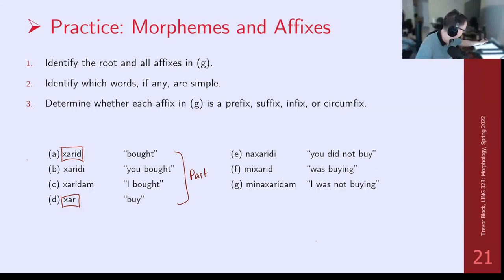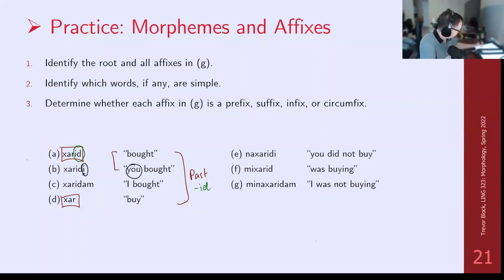So that's the only difference between buy and bought. What we see different in this minimal pair, XAR and XARID, is the ID. This means that the past tense, at least one of the forms, if there are multiple forms, is ID. Then we continue. Between bought and you bought, what's the difference in meaning? It's you. So what do we see that's different between A and B? There's a difference in this suffix E, the sound E, the letter I. So we could say that's a suffix.